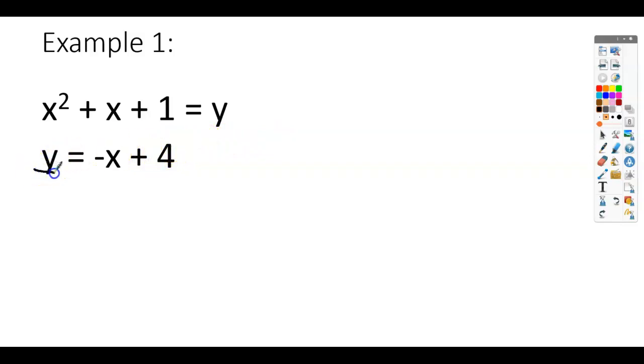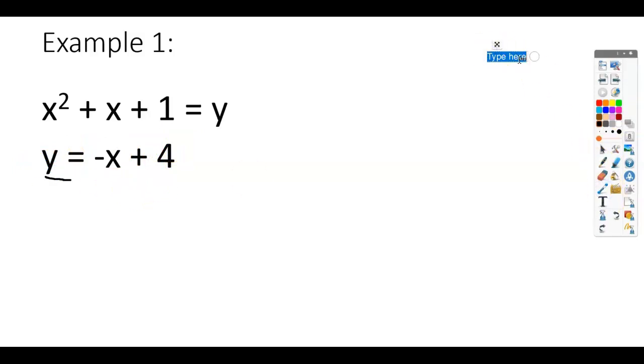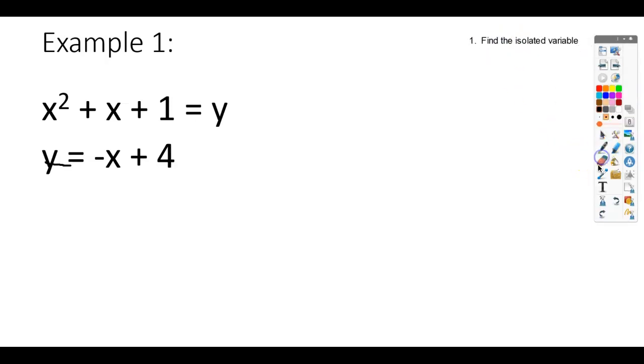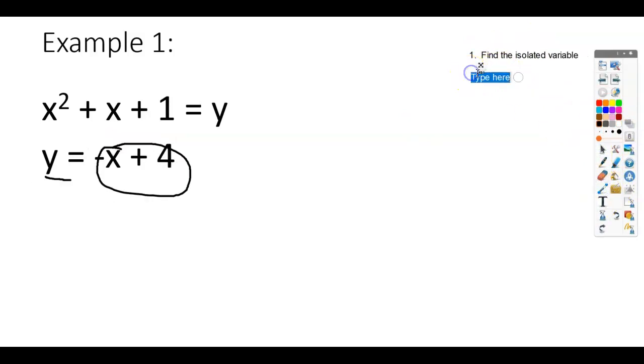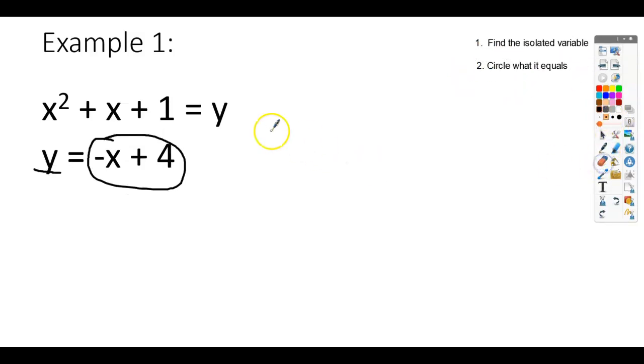We're going to find the lonely letter. Find the isolated variable, which, by the way, you guys, is always going to be y for these types of problems. So find the isolated variable, circle what it equals, and plug that into the other equation for y.